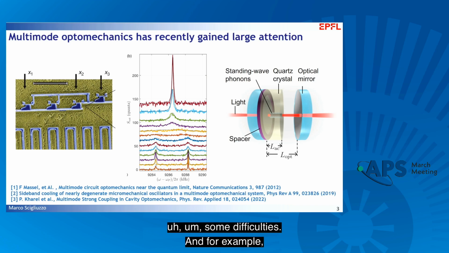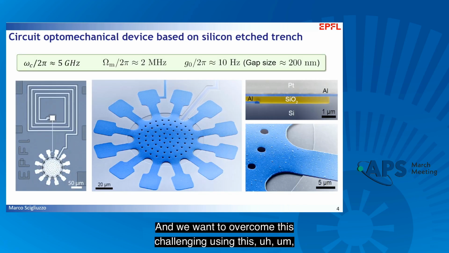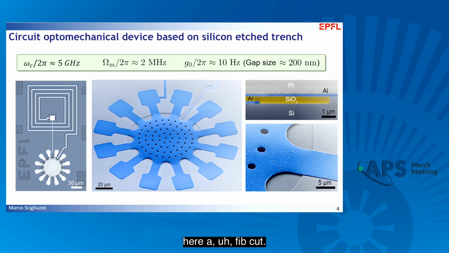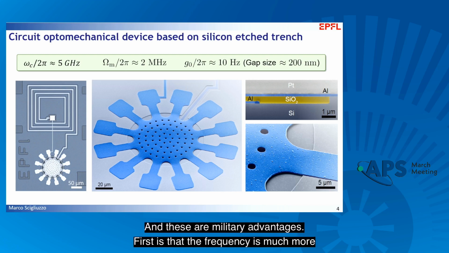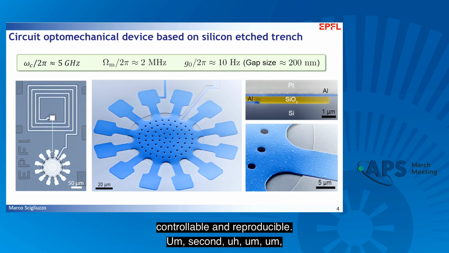But all these platforms, especially in superconducting circuits, still have some difficulties. For example, if you want to make many resonators of the same frequency, that is challenging from the fabrication point of view. And we want to overcome this challenge using this new technology that we developed at EPFL, where the top electrode doesn't have any buckling, is very straight. You can see here a FIB cut. And there are mainly three advantages. First is that the frequency is much more controllable and reproducible.